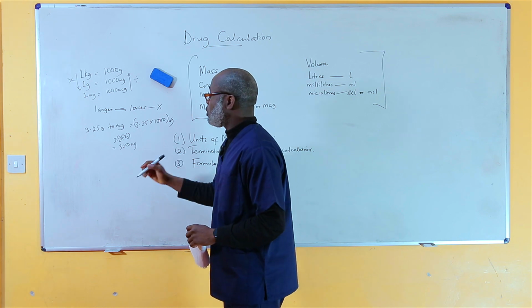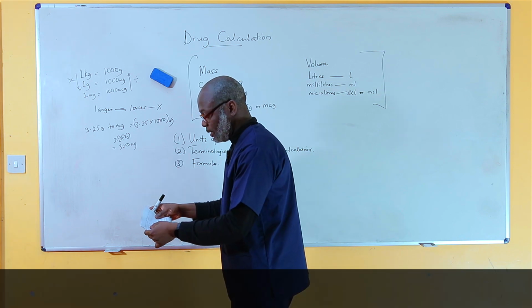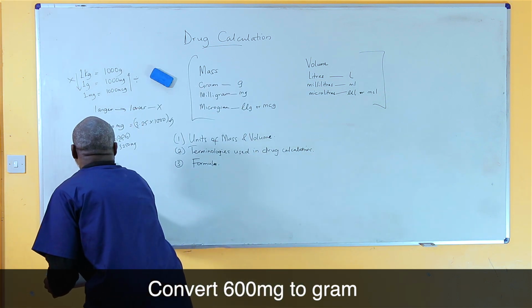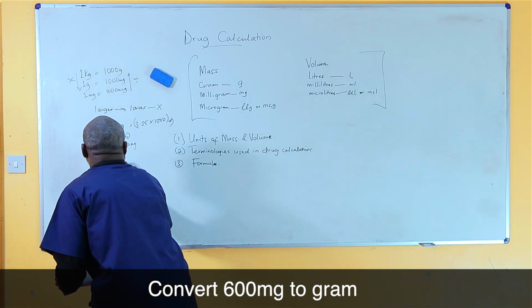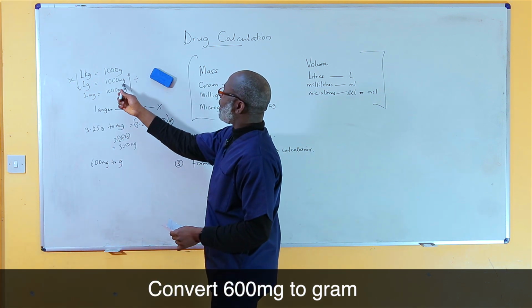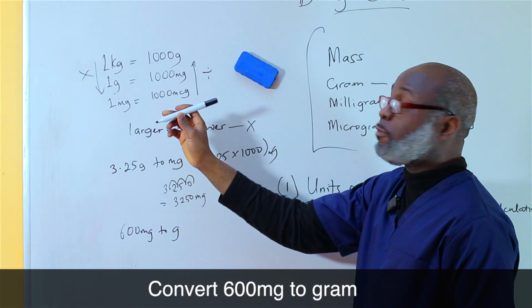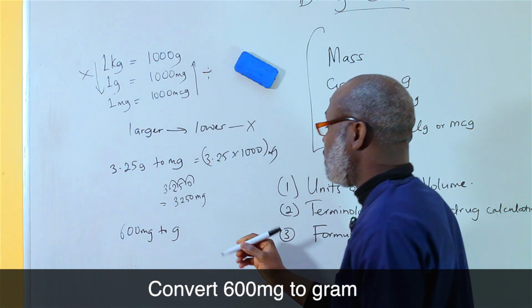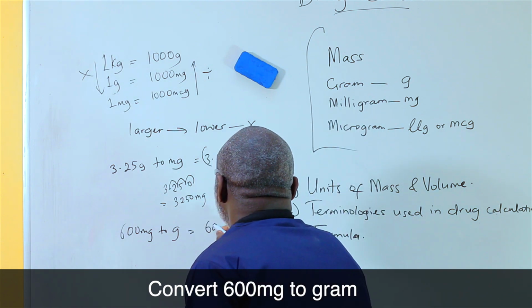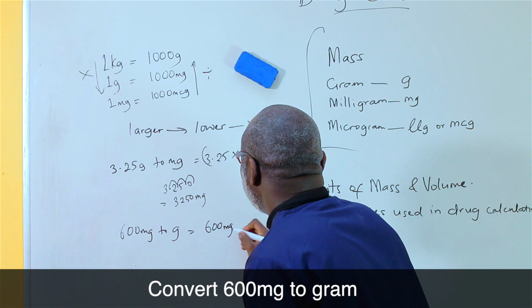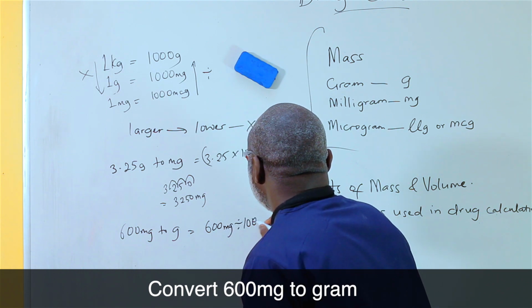Okay, let's do another one. It says convert 600 milligram to gram. So we're converting from milligram to gram, from a lower one to the higher one. What do we do? We divide. So 600 milligram to gram will be 600 milligram divided by 1,000.